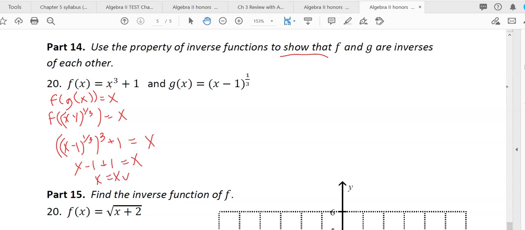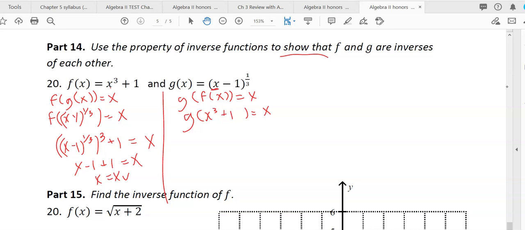It passes the test, but guess what? I have to compose it the other way as well to prove it. We're showing that it's true. So g of f of x should equal x. In theory, it should equal x. So let's plug in f of x. f of x is x cubed plus 1.